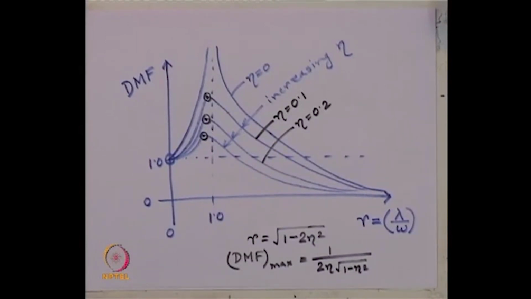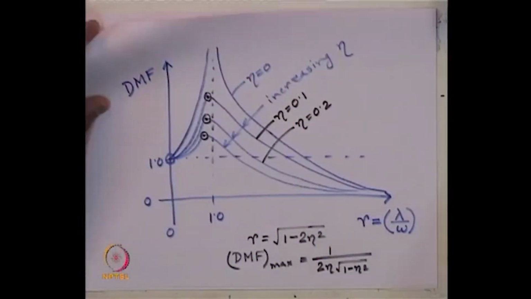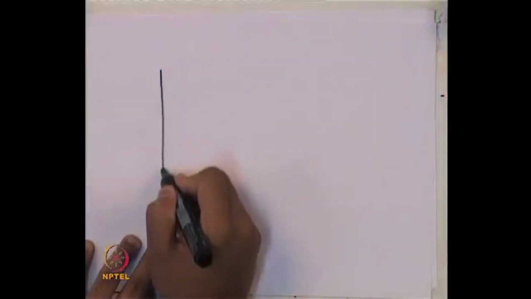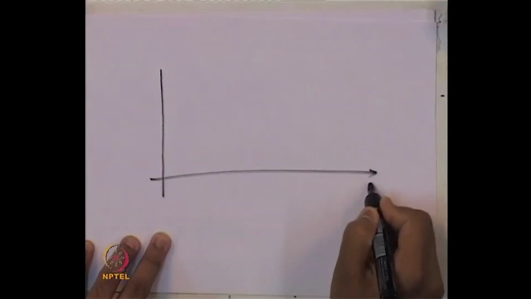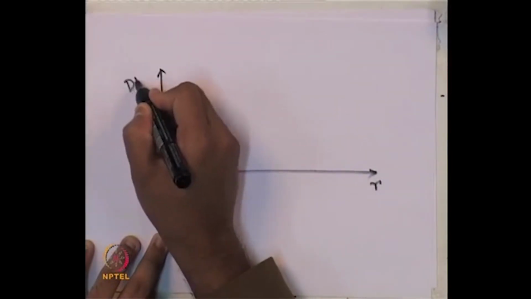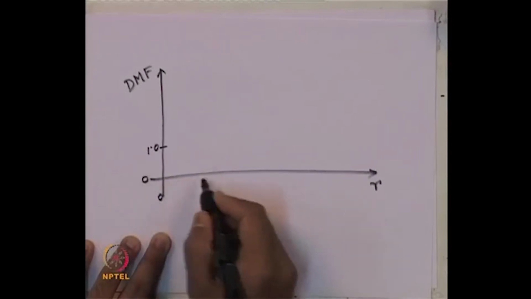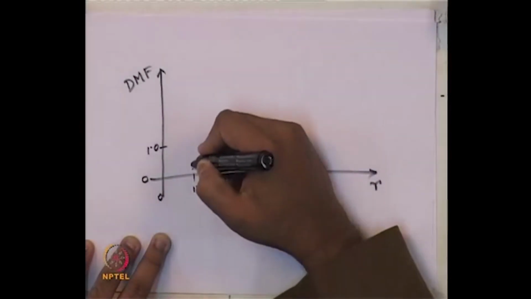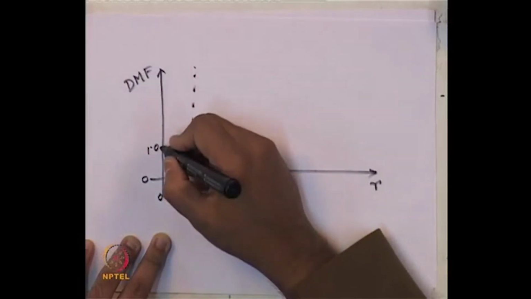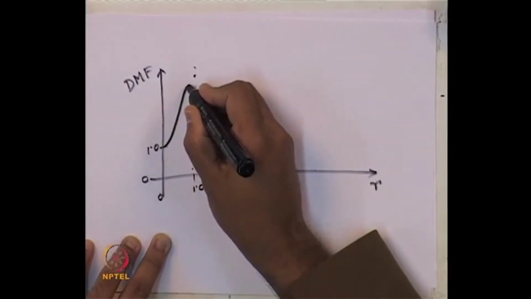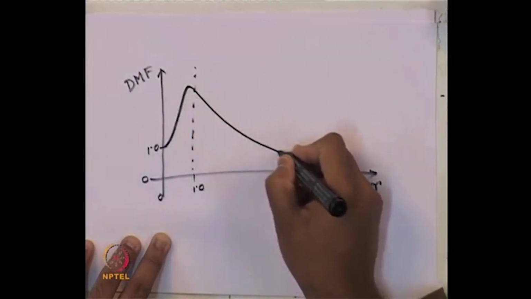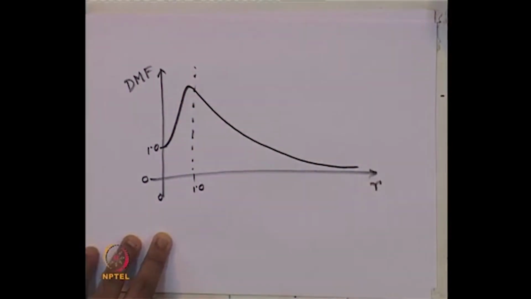Now, with this, if I want to plot the DMF with respect to r for any damped case, simply I can plot it like this: it starts from 1, attains a peak here, then comes back and approaches 0 as r tends to infinity.